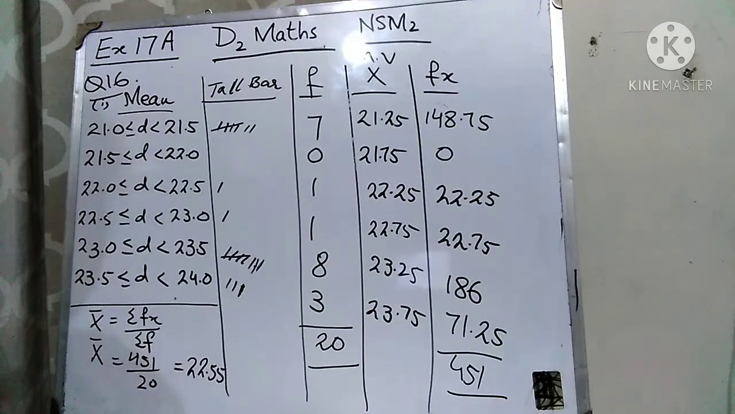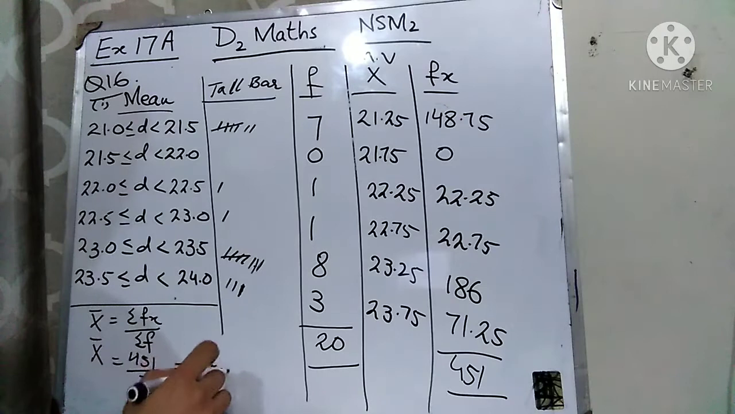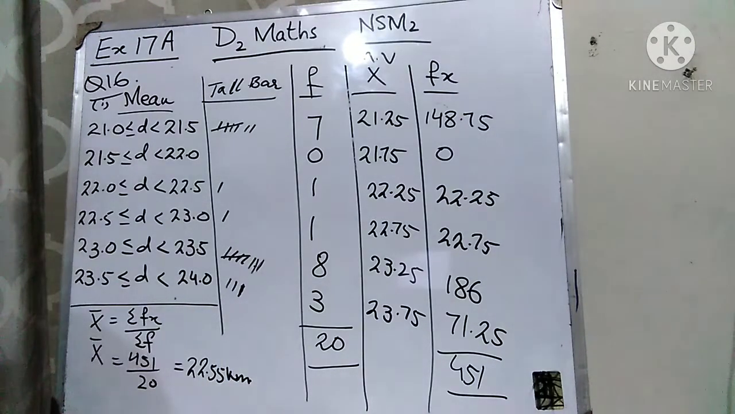Okay, this is the mean distance of the moons from Jupiter. Here the unit is given in kilometers, so I can write down the unit with it, which is kilometer. Okay, I hope that part 1 is clear to you. Let's come to part 2.